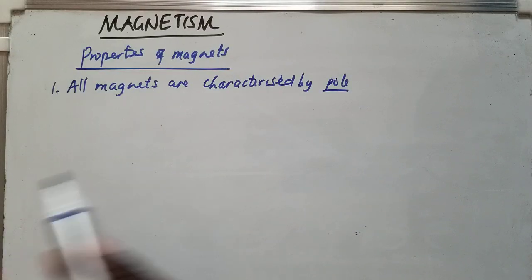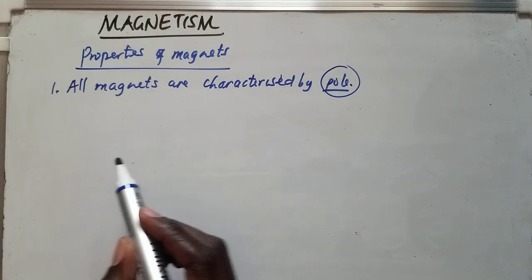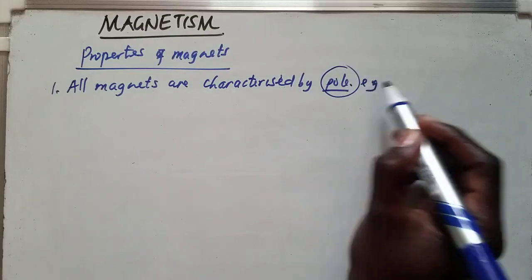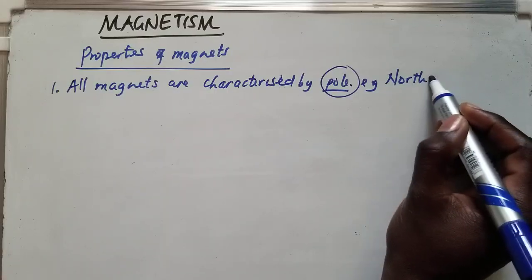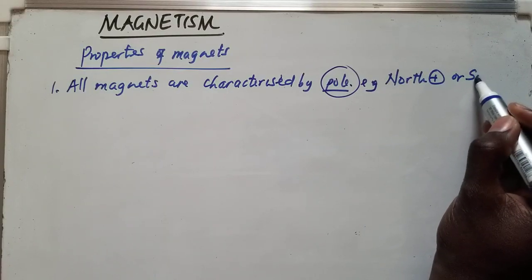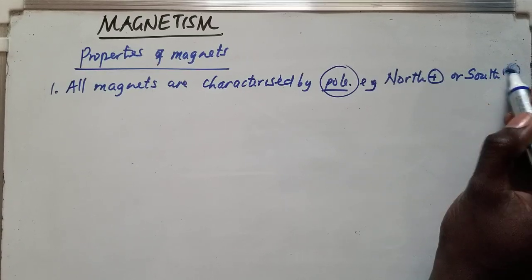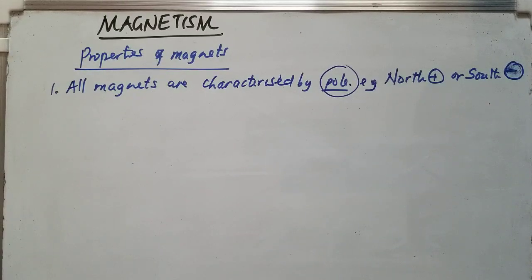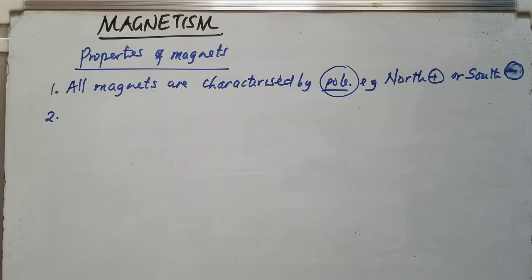Now a pole is simply a charged region around a magnet, and that pole can either be positive, in this case that's considered to be north, or it could be negative, and that is simply considered to be a south seeking pole. So all magnets are characterized by poles.